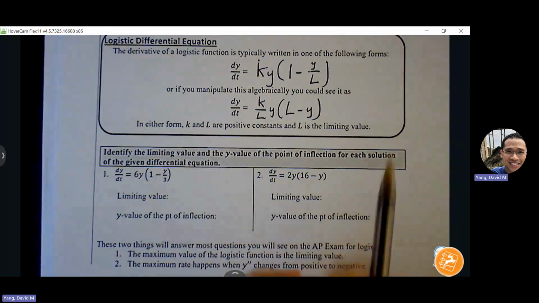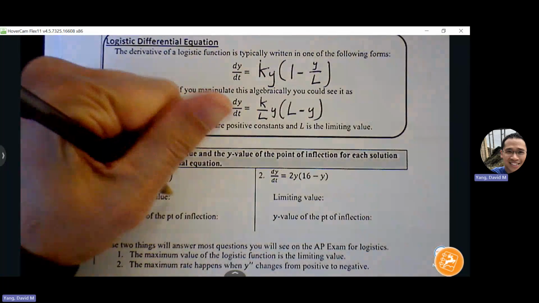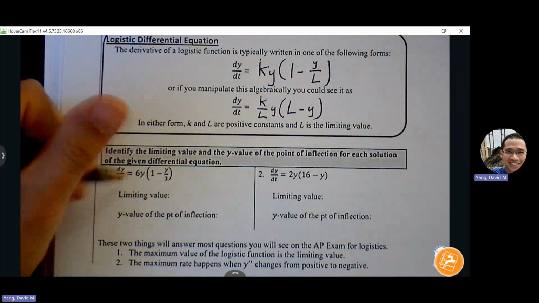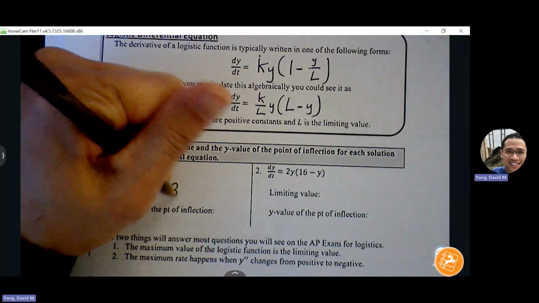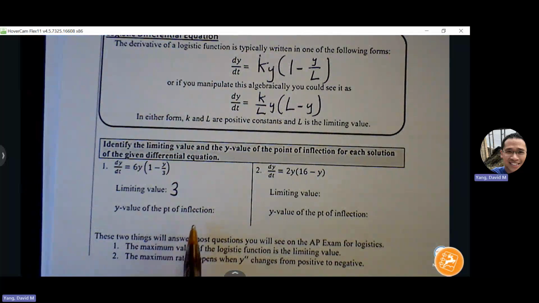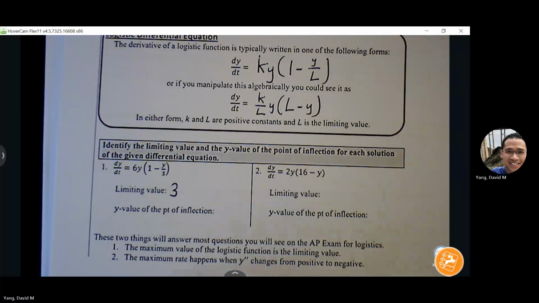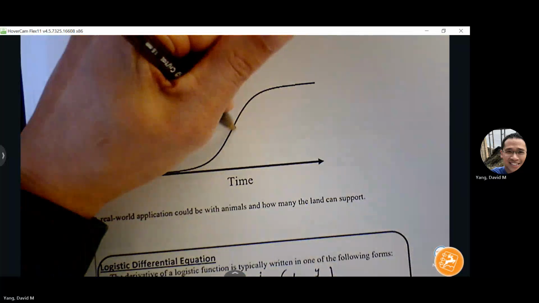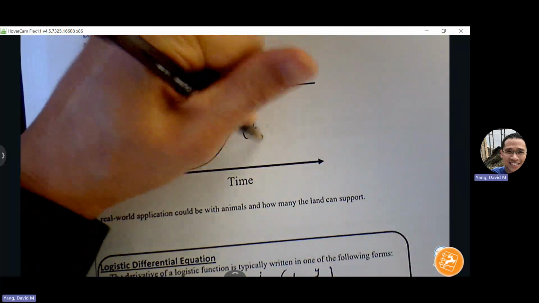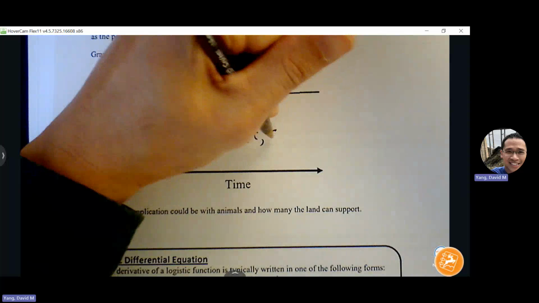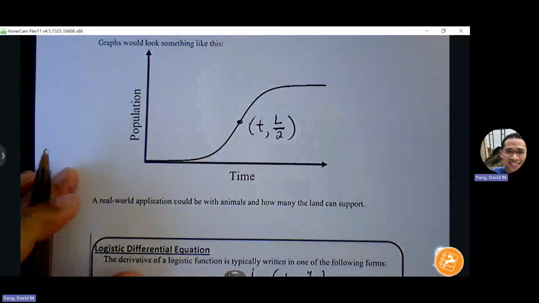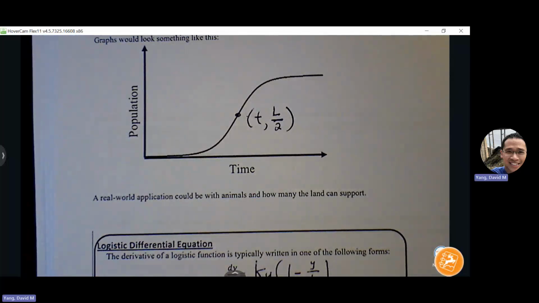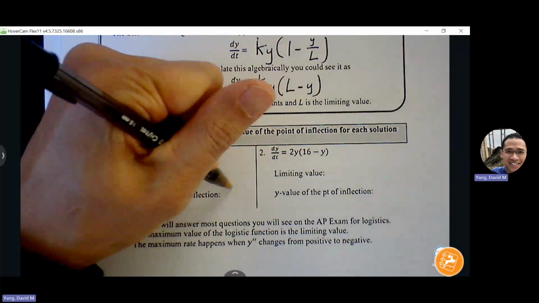What's the limiting value? 3, yep. So this graph is going to get closer and closer towards 3. It's going to flatten around 3. And then what's the y value of the point of inflection? Yeah, so whatever that inflection point is at some t value, it's always going to be your limiting or carrying capacity divided by 2. That's going to be the point where the max growth rate is going to occur. Yeah, so 3 over 2.